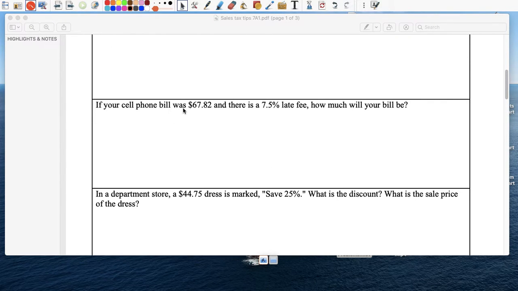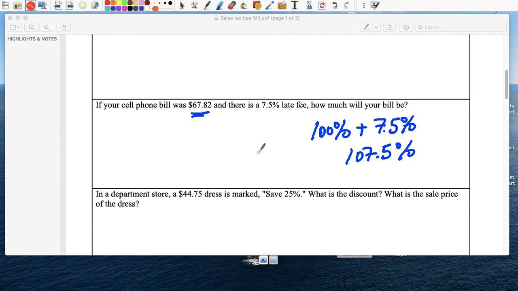So, if your cell phone bill was $67.82 and there's a 7.5% late fee, how much will your bill be? All right, so it's not asking you to find what exactly your late fee is. So, in here, I have to pay for 100% of my bill, which is this. Plus, because I'm late, I have to add on 7.5%. So I'm going to be paying 107.5% of my original value.